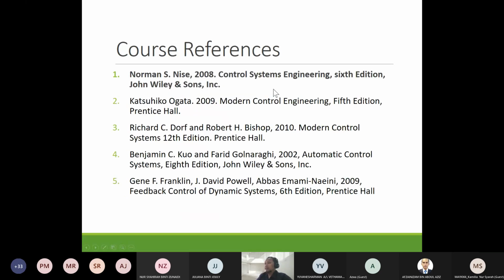These are the references. Preferably, if you can find the first book, it should be enough for you to read for extra information that maybe cannot be obtained from the lecture notes. The other books are not really important, but if you can find the first one, it's good already.